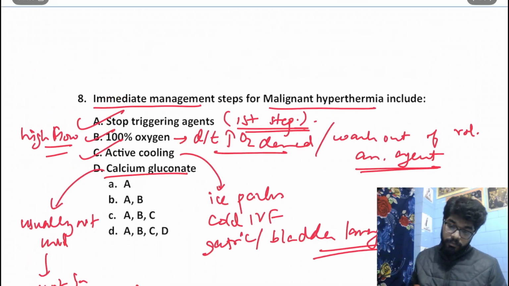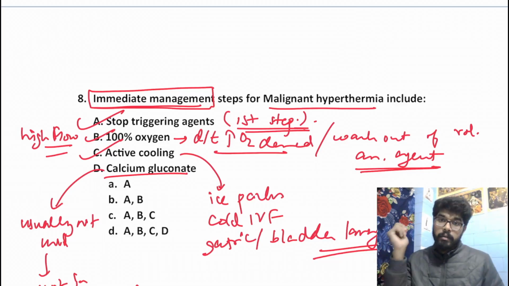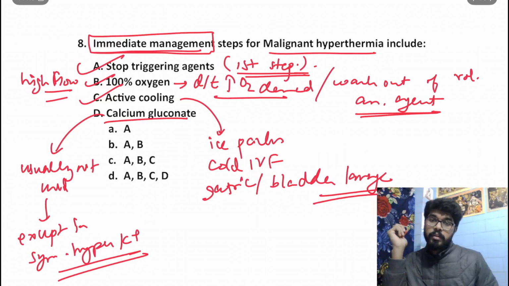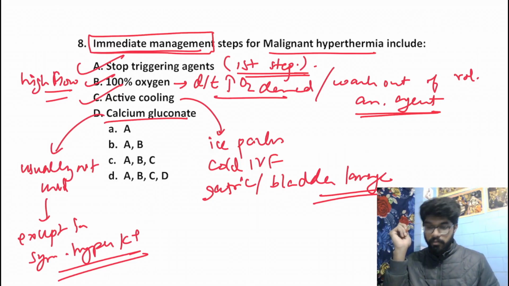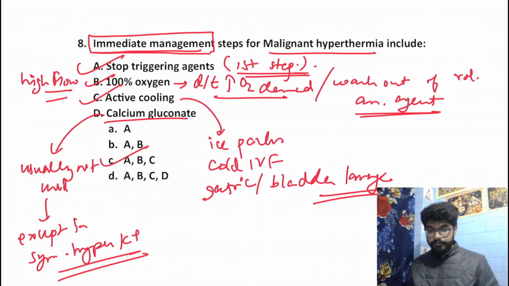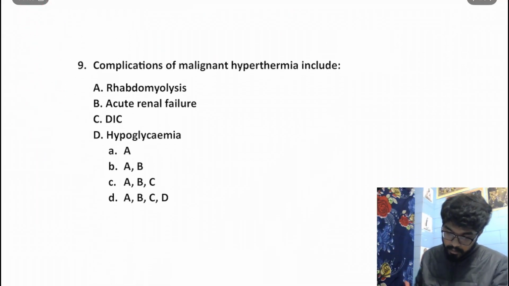But over here, the question asks us about the immediate management. So in immediate management, we won't be using calcium gluconate. Okay. The only indication to use calcium gluconate is symptomatic hyperkalemia in malignant hyperthermia. Okay. So the answer should be A, B and C. Okay. Moving on to the next question.